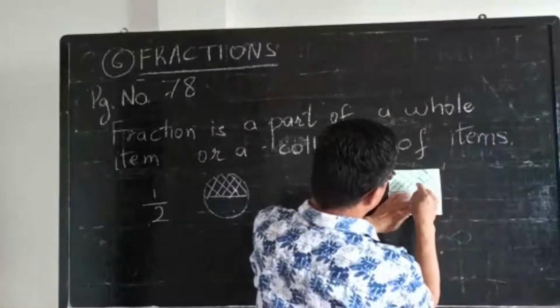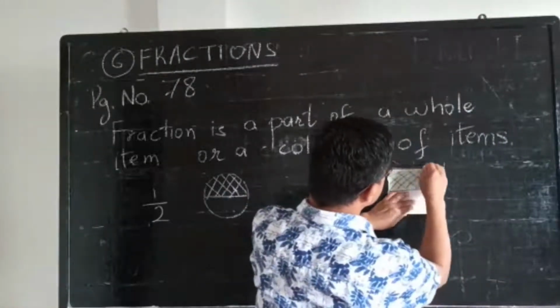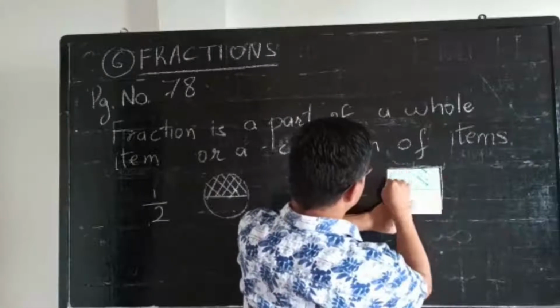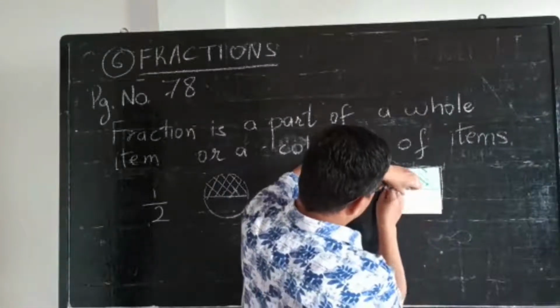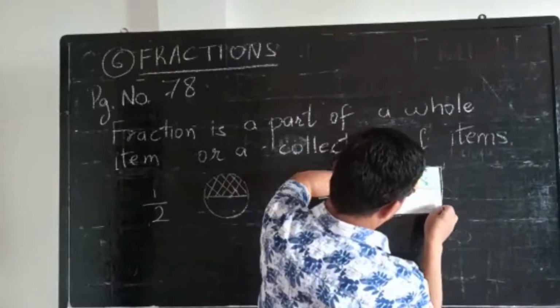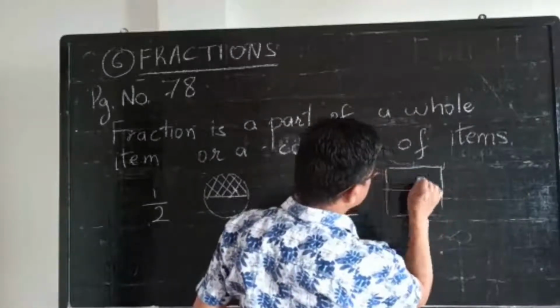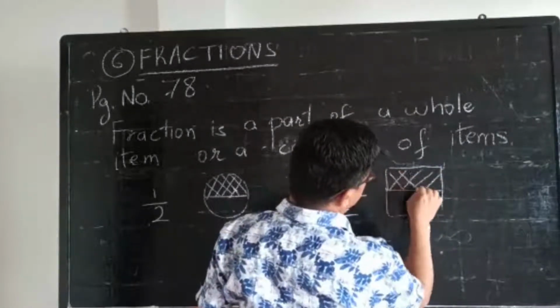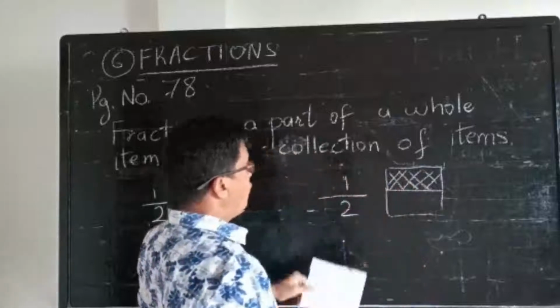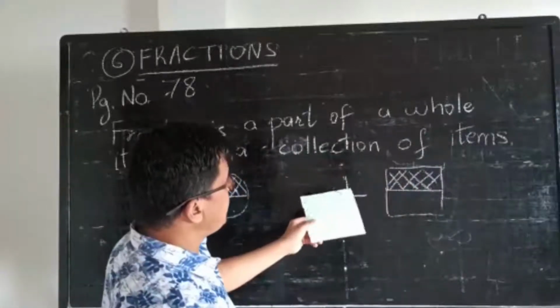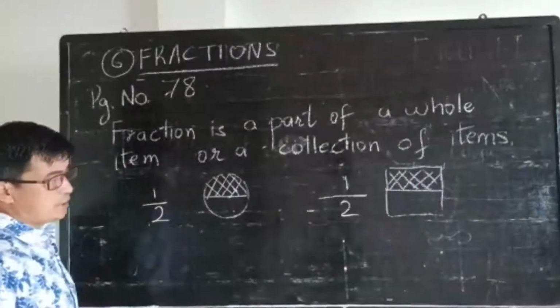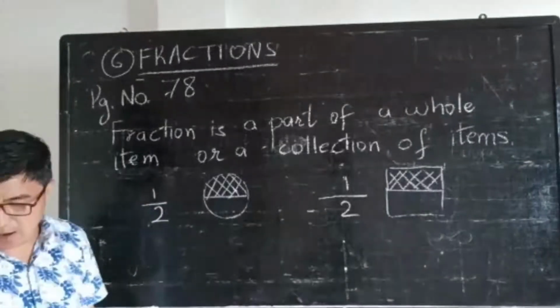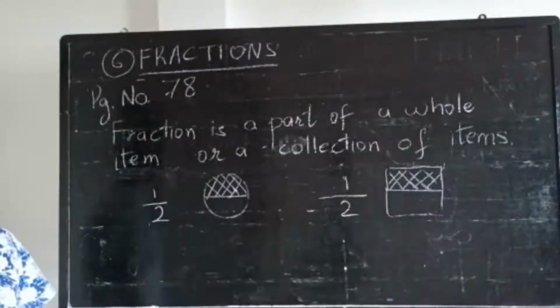Here this rectangle, I have made into 2 parts, and one part I have shaded. So 1 upon 2. Here also, out of 2 parts, one part I have shaded. This is 1 upon 2, which is half.